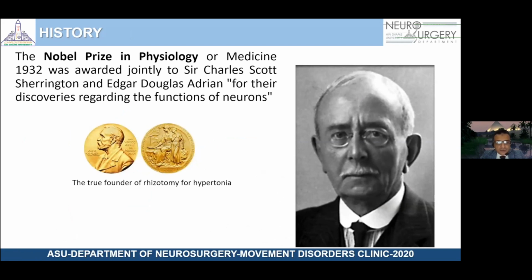In 1932, Sir Charles Scott Sherrington and Edgar Douglas Adrian received their Nobel Prize for their discoveries regarding the functions of neurons. Actually, they discovered the pathway for tone control and how spasticity develops, in their work on decerebrate cats, where they cut the dorsal roots and found that it results in hypotonia after decerebration or spinal cord injury in cats. Actually, this man was the real introducer of our procedure, which is called dorsal rhizotomy.